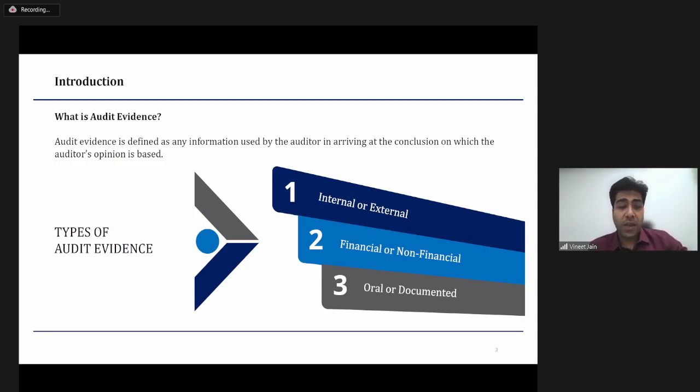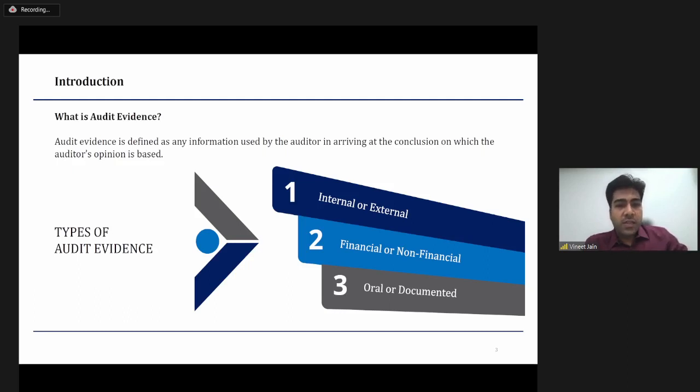Whereas documented audit evidence is evidence documented in paper form, electronic form, or any other digitized form. All those audit evidences that we come across during the course of our audit, like ledgers, statements, books of accounts, or other non-financial items like minutes of the meetings or secretarial records, all of those also come under documented audit evidence.